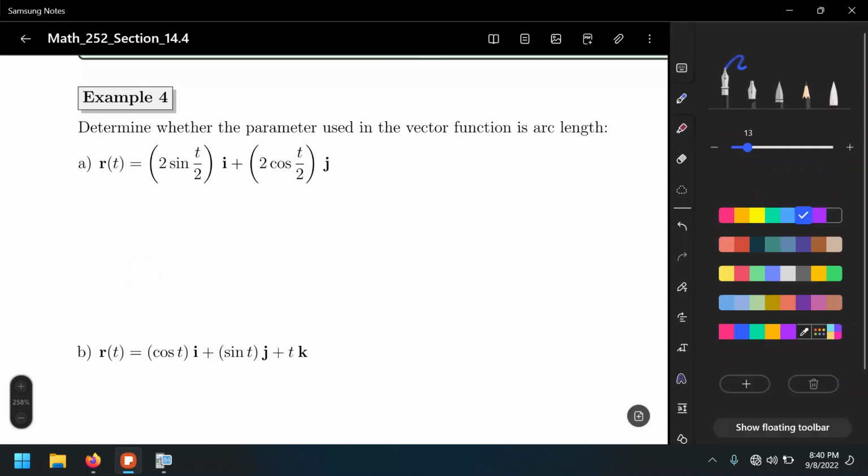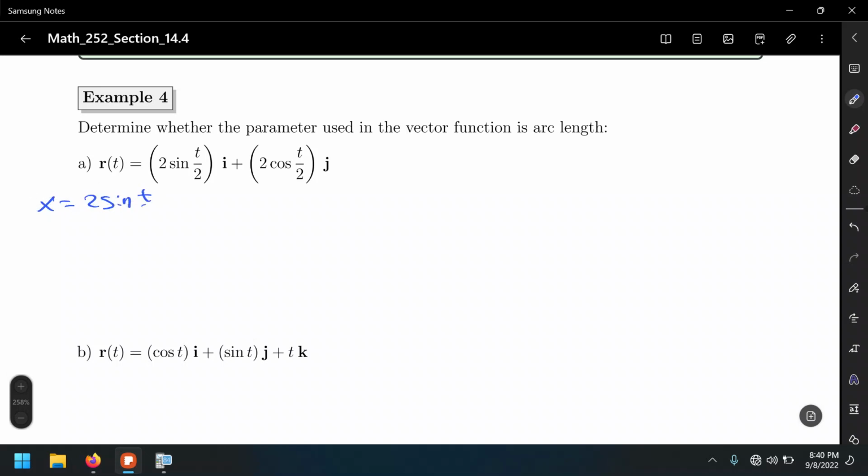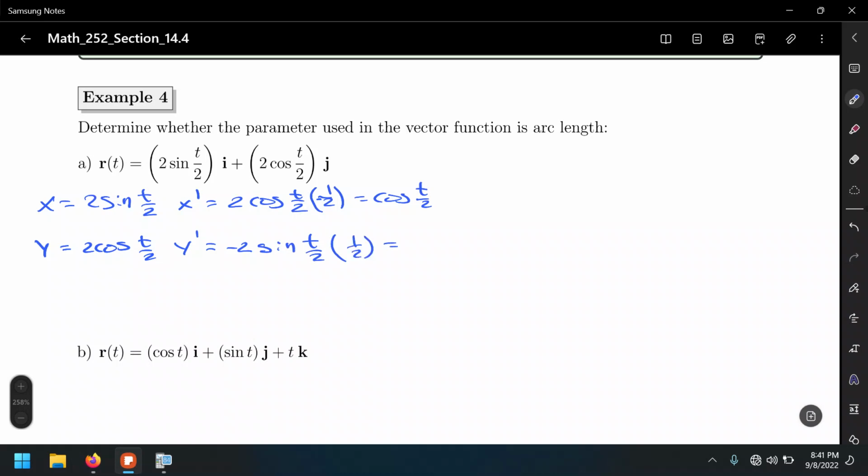So all we have to do is find the derivative. x equals 2 sine t over 2, and y equals cosine t over 2. That means x prime is, what's the derivative of sine? Isn't that a cosine? 2 times cosine t over 2, and by the chain rule, that's a 1/2, which reduces to cosine of t over 2. In the same way, y prime is negative 2 sine of t over 2 times 1/2 by the chain rule, and that half times the 2 is negative sine t over 2.